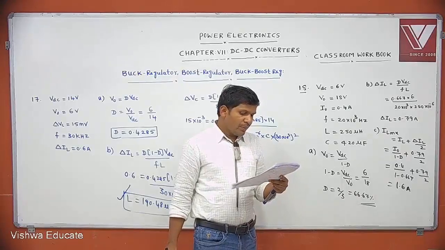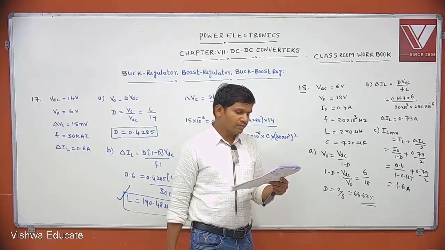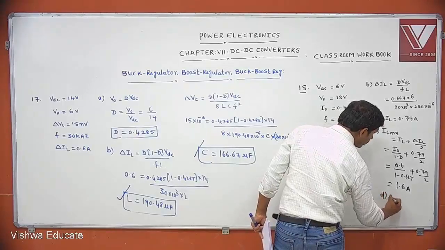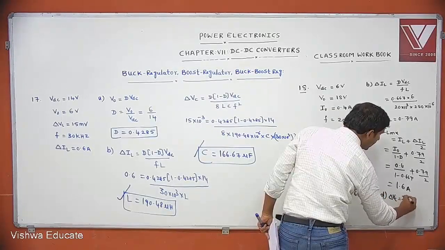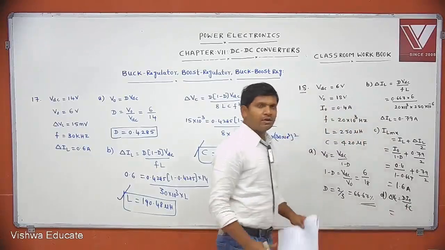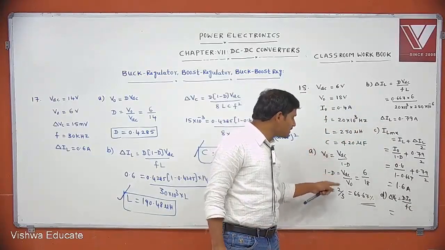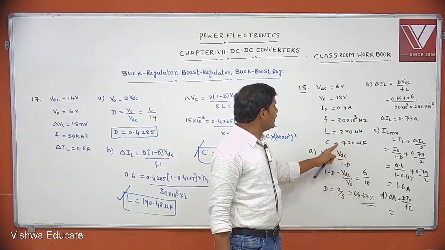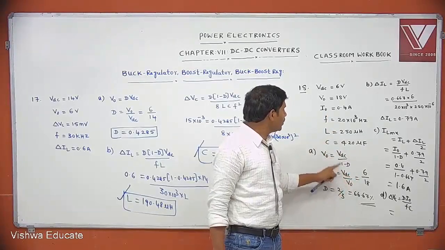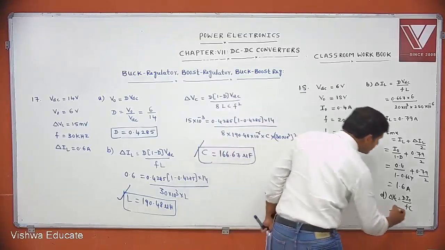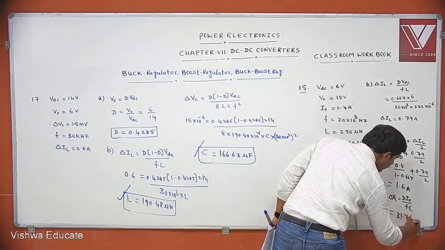Then what is the peak to peak ripple voltage? Peak to peak capacitor voltage. Delta Vc equals, what is the formula? D I naught by F C. Duty cycle 0.667. I naught, 0.4 amperes. Frequency, 20 kilohertz. Capacitance, 420 microfarad. You substitute that, and by simplifying we can get 31.76 milliamps.